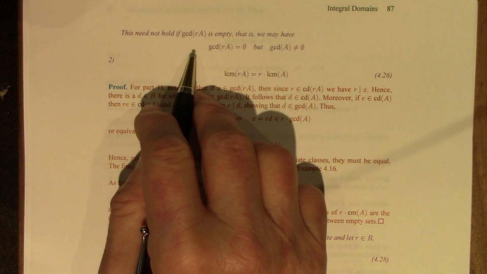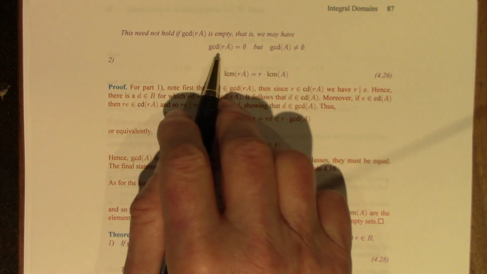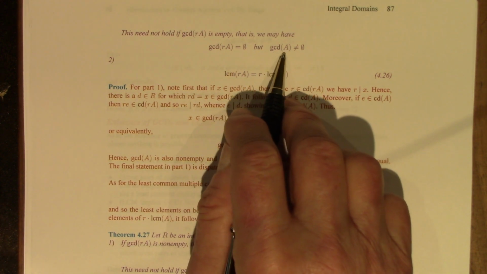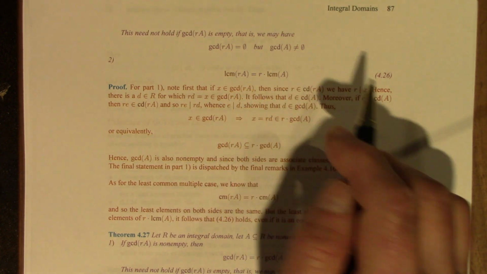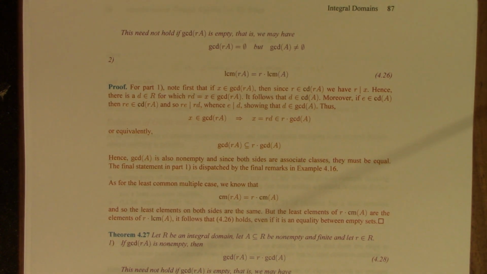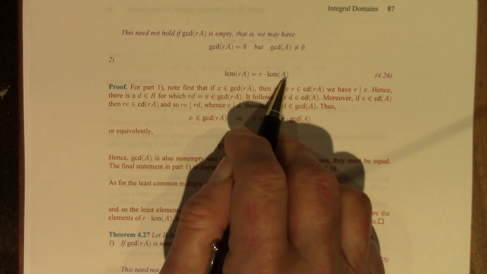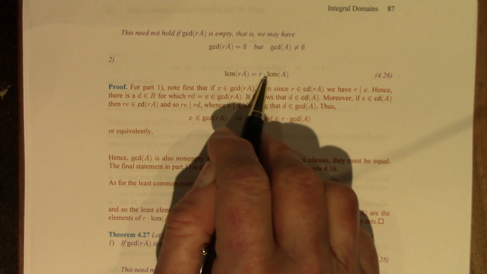This need not hold if the GCD of rA is empty. We might have the GCD of rA empty, but the GCD of A non-empty, and therefore r times that would be non-empty. And in fact, that we saw in the previous example. At the end of the example, I commented on that, and I said we'd be referring to it later. Now we are referring to it. For least common multiples, we have a nice simple formula. No existence requirements here.